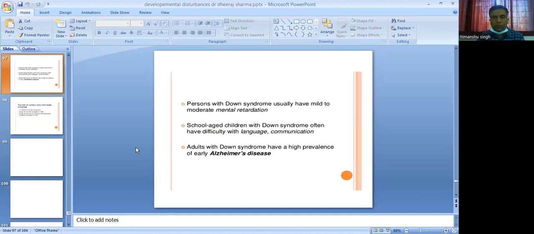Now, persons with Down syndrome usually have mild to moderate mental retardation. School-age children with Down syndrome often have difficulty with language communication. And adults with Down syndrome have a high prevalence of Alzheimer's disease.